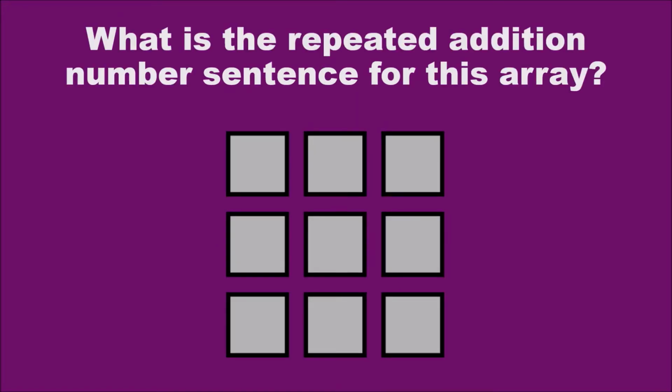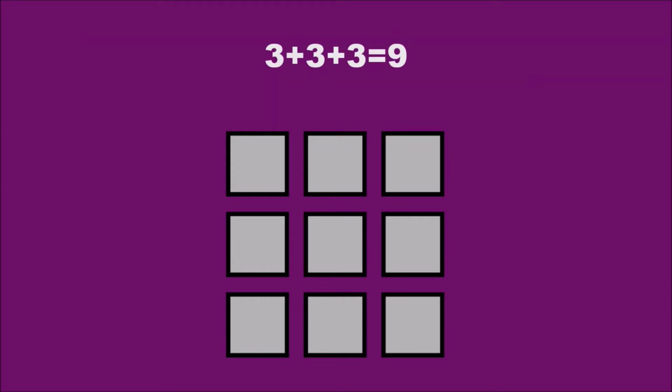What is the repeated addition number sentence for this array? Write it down on your paper and then I'll show you. The answer is 3 plus 3 plus 3 equals 9. This problem, we only have to write one sentence because the number of rows and the number of columns are the same. There's 3 rows and 3 columns.